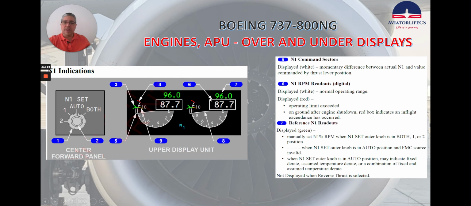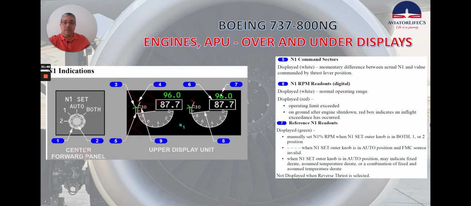Number 6 is the N1 RPM readouts. They are digital, displayed white, normal operating range. When they are displayed red, it means that the operating limit has been exceeded. On ground after engine shutdown, red box indicates an in-flight exceedance has occurred.